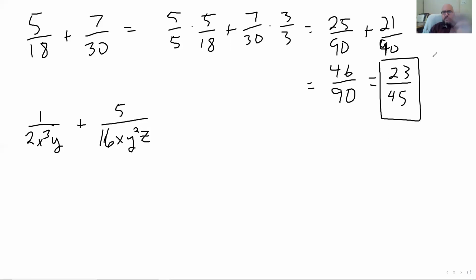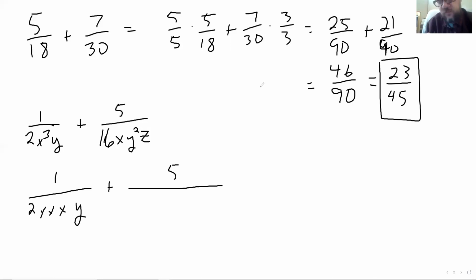All right, so that same set of stuff is going to happen with these. Now, one thing that you can think about is rewriting this as 1 over 2xy plus 5 over, if you do a factor tree for 16, you'll find that it's 2 to the 4th. So I'm just going to write it as 2 to the 4th. I guess I'm going to write it as 4 2s. 2, 2, 2, x, y, y, z.